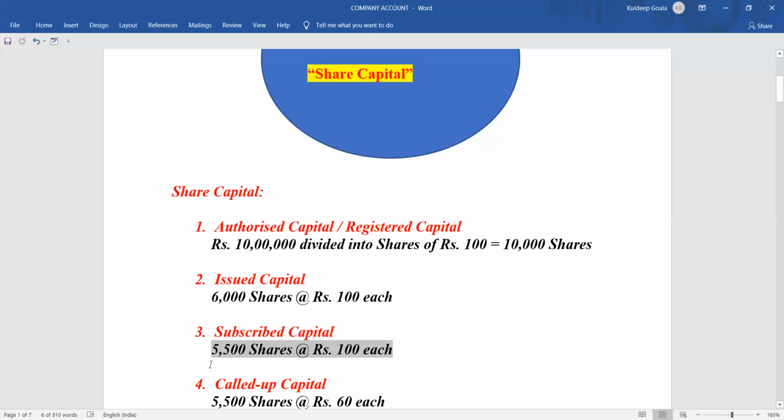Now if the public subscribes for say more than 6,000, then you cannot take more than 6,000. If it is less than that, that's no problem. That much you can take. But if it is more than that, you have to either return back the extra money that you are taking, or you may adjust with the subsequent shareholder.